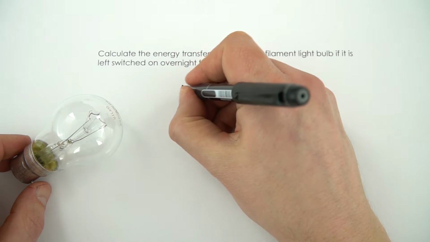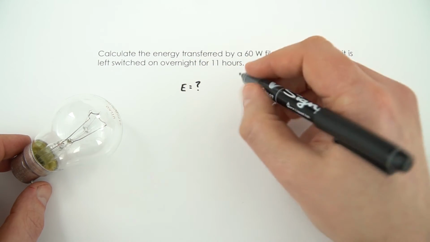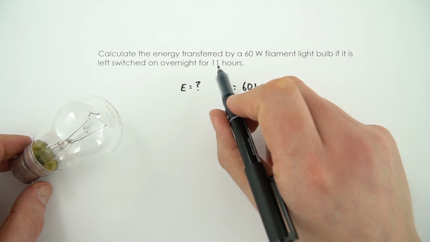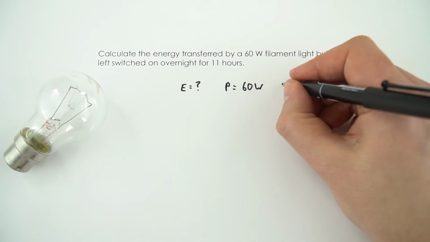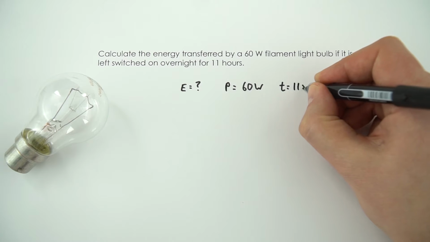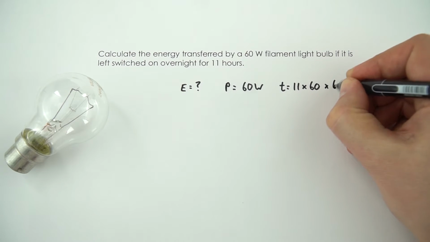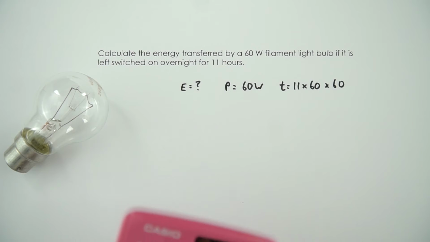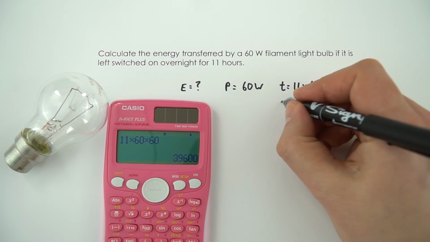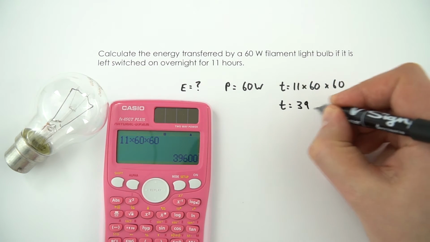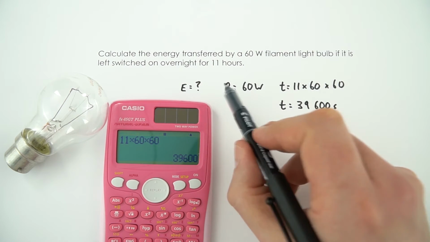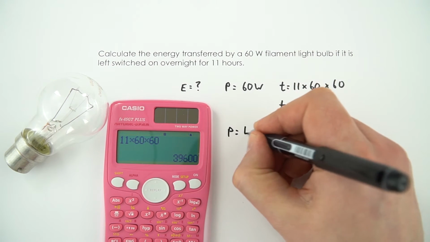Well, if we want to know the energy, that's our unknown quantity, but in the question we've been given the power, which is 60 watts, and also we've been given the time of 11 hours. Now we always need to convert our time into seconds, so we can do that by saying 11 hours times 60 minutes times 60 seconds. So to work that out, I just use my calculator, so 11 times 60 times 60, and this means the time is equal to 39,600 seconds.